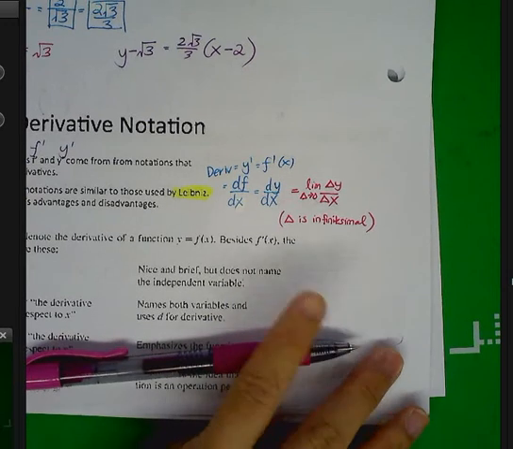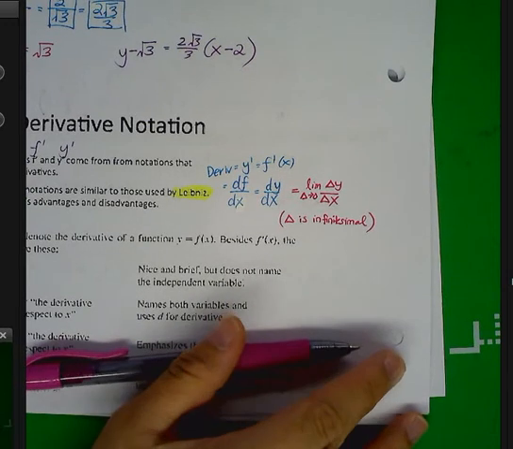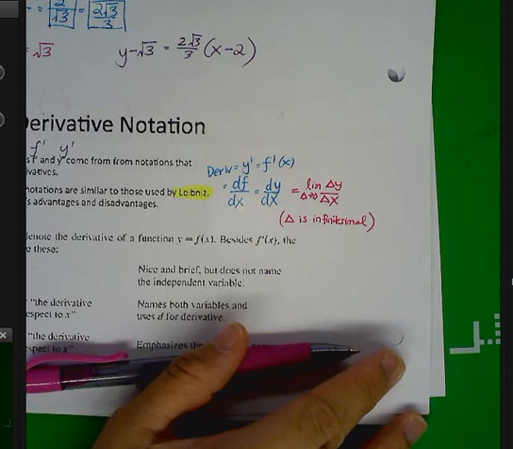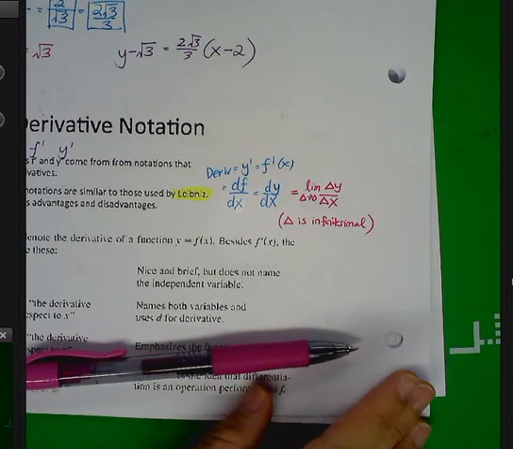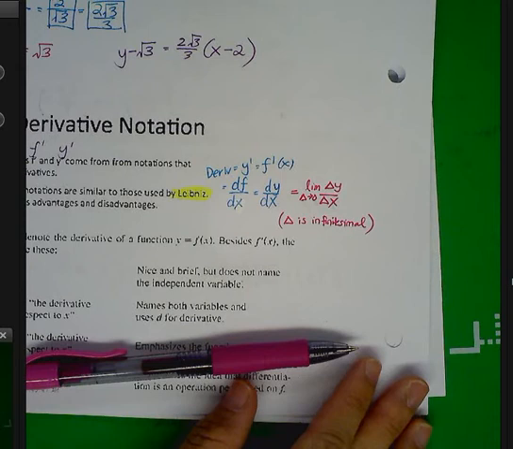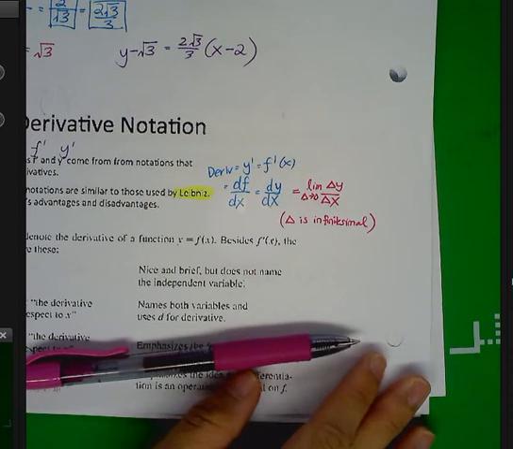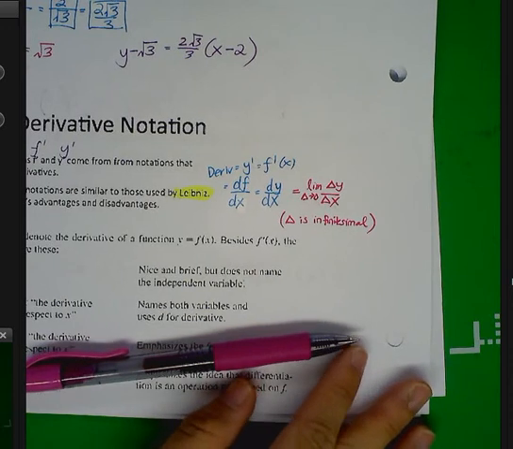The delta is infinitesimal. Infinitesimal. Isn't that a great word? That's an SAT word, infinitesimal. But it's infinitely small as x goes to infinity. Infinitesimal. It's infinitely small. Okay? That's why that's the instantaneous rate of change, okay?